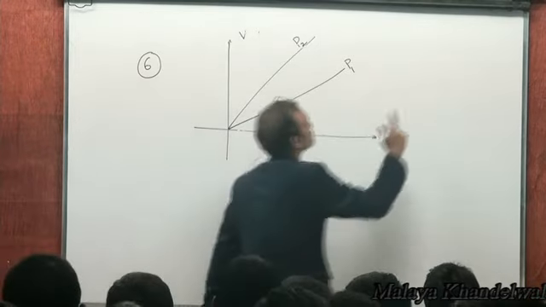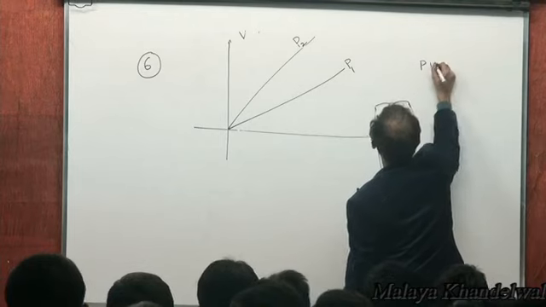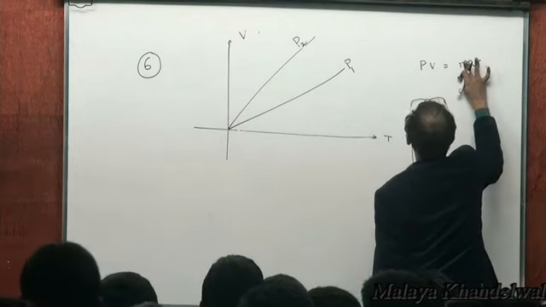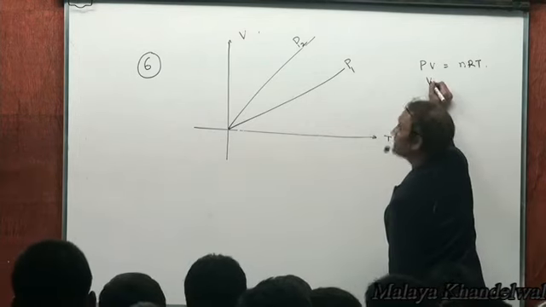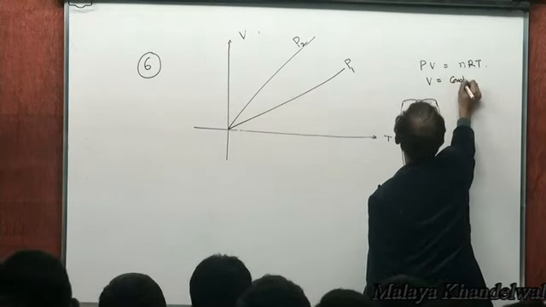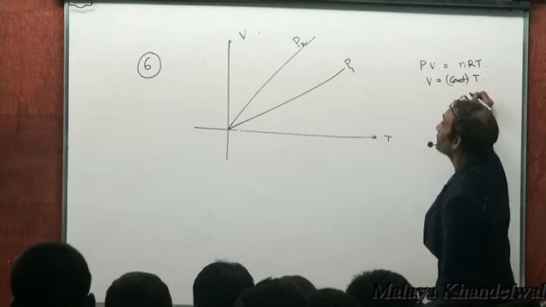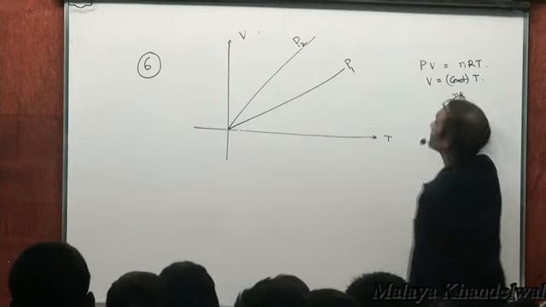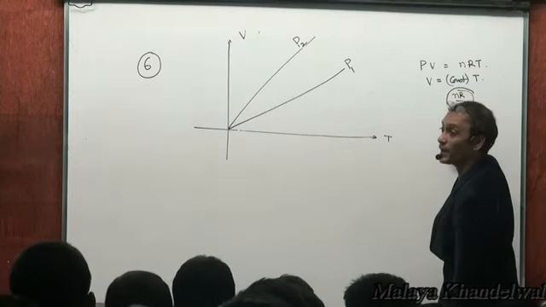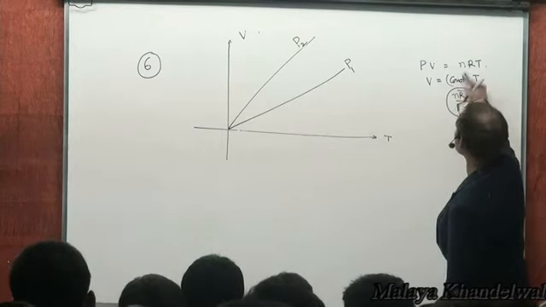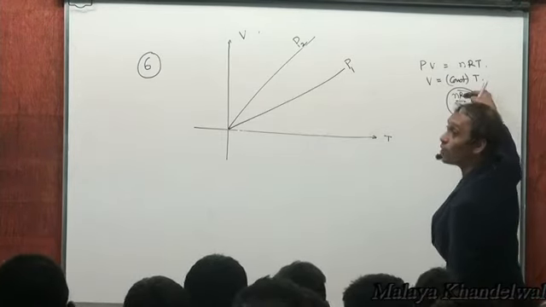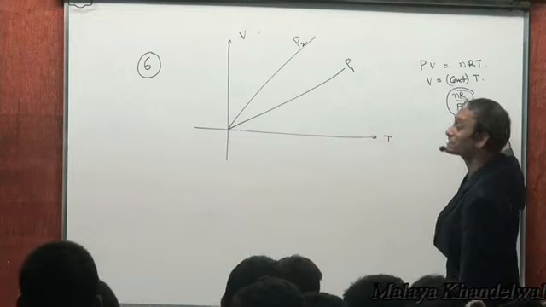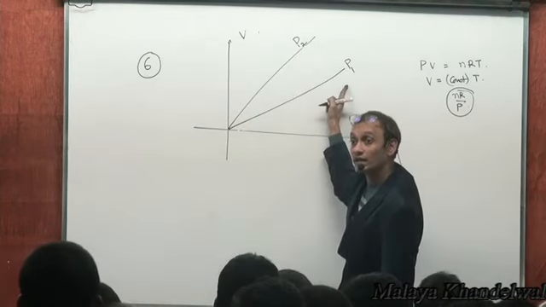See, two ways. One, algebraically you could see PV equals nRT, right? If P is constant, V is a constant into T, where this constant is nR by P. The slope of this is nR by P. If the slope is more, the pressure is less. So P2 must be less than P1.